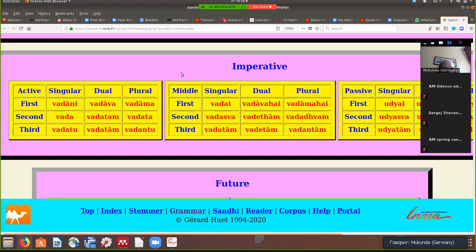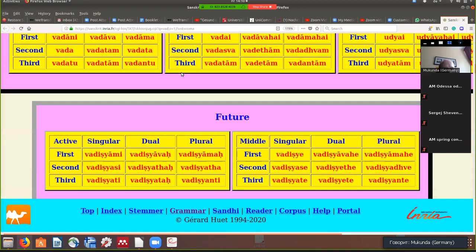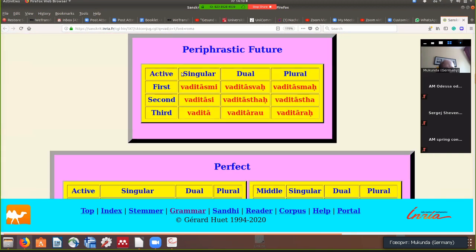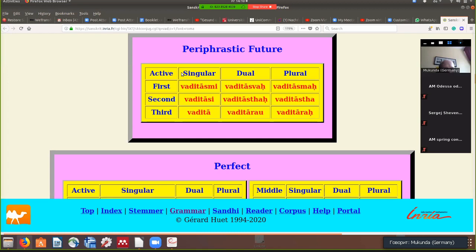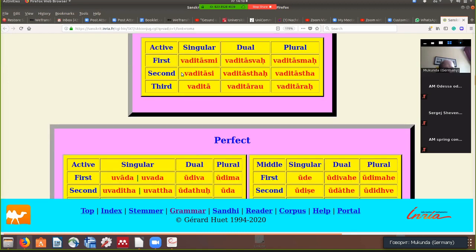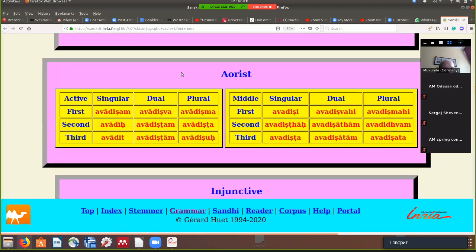Then you have the future tense, another way of making the future tense. You have the perfect, you have the aorist, different ways of making past tenses.